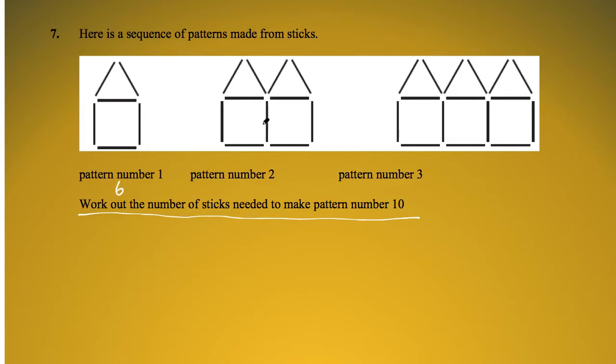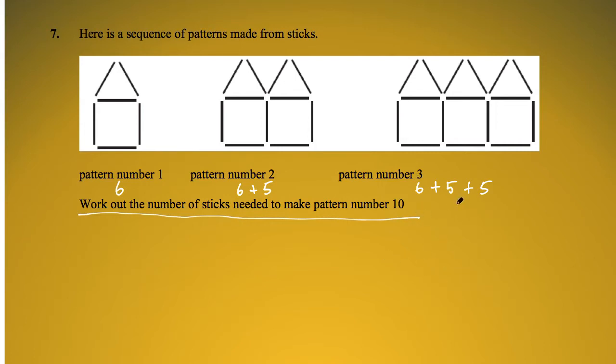This one has those 6 plus another 1, 2, 3, 4, 5 sticks. Pattern number 3 has the 6 plus 5 plus another 5. So there are two ways of working through this, and I'm going to look at each of them.